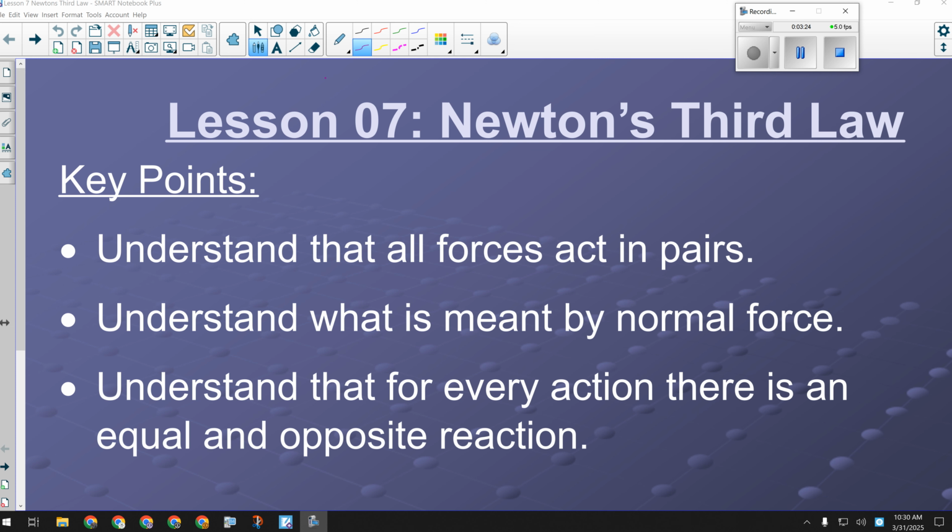Okay? So we use Newton's third law for all kinds of things. But what we have to understand is Newton's third law says that all forces act in pairs. Every action has an equal and opposite reaction. That's an action-reaction pair. The wall and me, that was an action-reaction pair. Understand what is meant by normal force. We've been using normal force all along. Normal force is the reactive force. It's that force that comes back. And obviously for every action, there's an equal and opposite reaction.